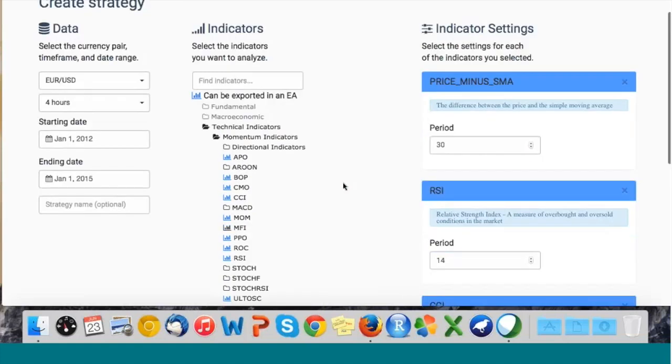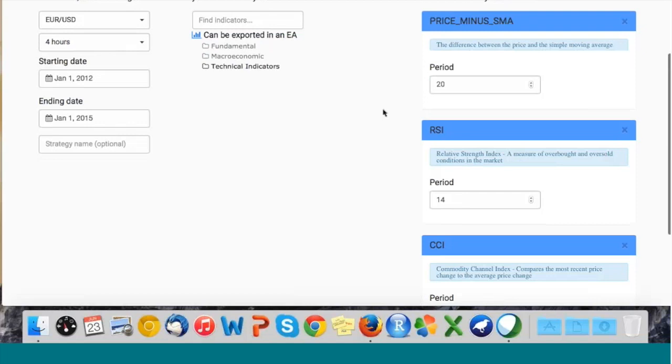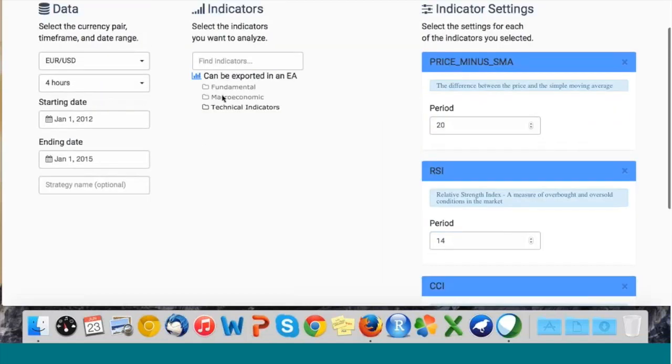So what we're saying is we want the algorithms to find the relationship between the three indicators we've selected, where the price is compared to a 20-period SMA, the RSI and CCI, and find the relationship between them and the price movement of the EUR/USD on a 4-hour chart over this date range. So that all makes sense so far?